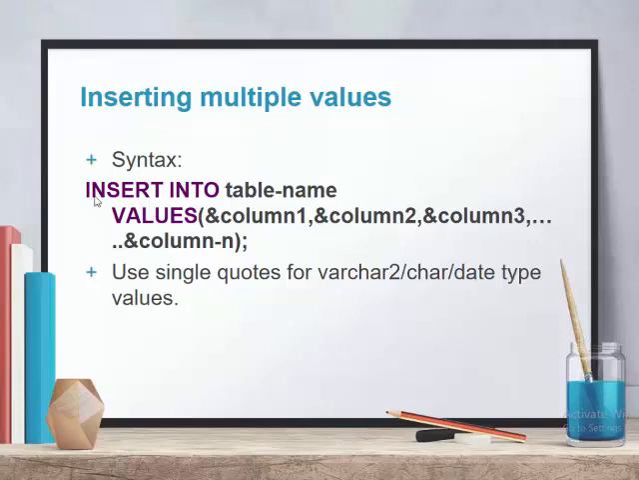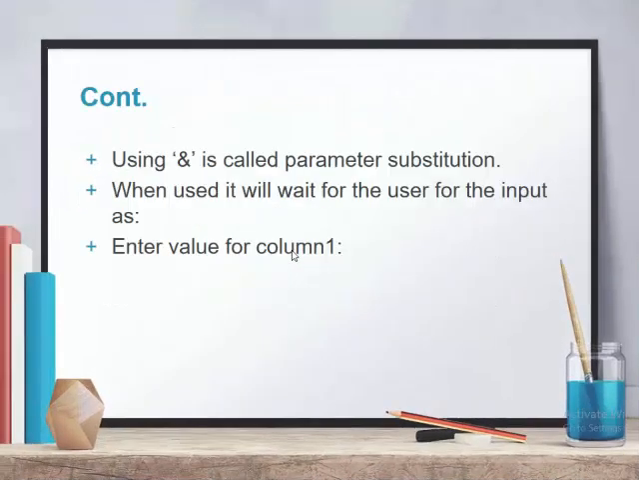There is a shortcut for entering multiple values, and how can you enter the multiple values? First clause is insert into table name as it is, values, and then in the opening parenthesis you have to write column names, but column names must be preceded with an ampersand. Fine. And remember when you are using a string type, then it must be enclosed within single quotes. But if it is numeric type, then don't enclose it in single quotes.